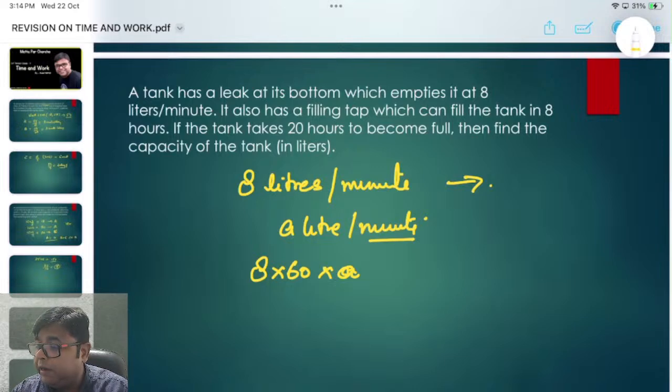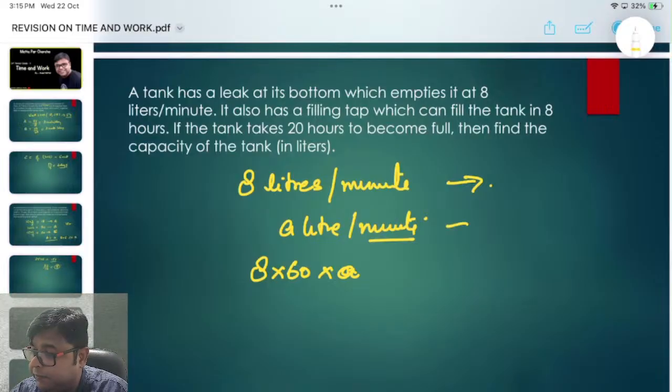If the tank takes 20 hours to become full, right? It also has a filling tap which can fill the tank in 8 hours. If the tank takes 20 hours to become full, then find the capacity of the tank. See, alone it is filling in 8 hours, but with the leak, there is a leak at the bottom, so it is being filled in 20 hours. So what will the capacity be?